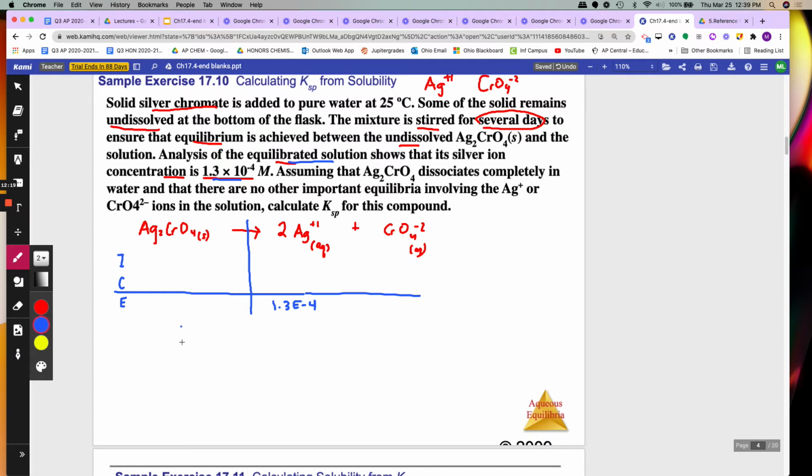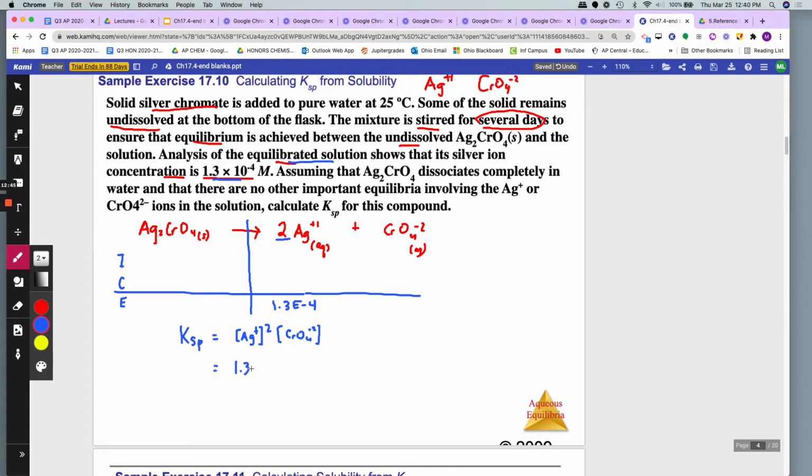Let me see what that even means. Let me write the Ksp equation first so I know what I'm looking for. Ksp equals the products: Ag+ squared, because of the 2 right there, times CrO4 2-. Of course, I don't write the solid. That's easy. I already know this number, so I'm going to plug in 1.3 E-4 and square it. But I don't know this number. If I don't know this number, how can I find my answer? Because they want the Ksp. That's the problem. How do I know this number?